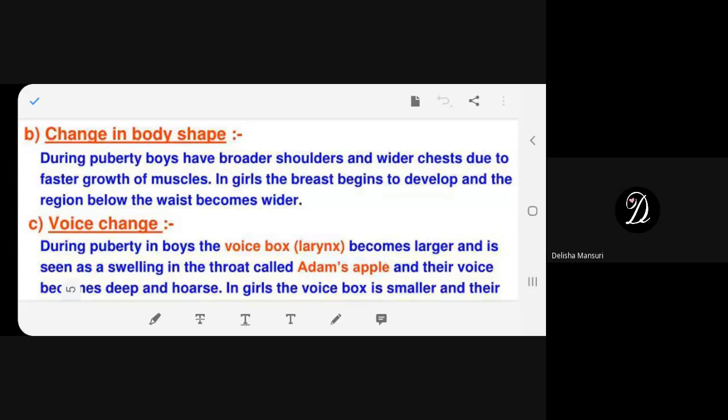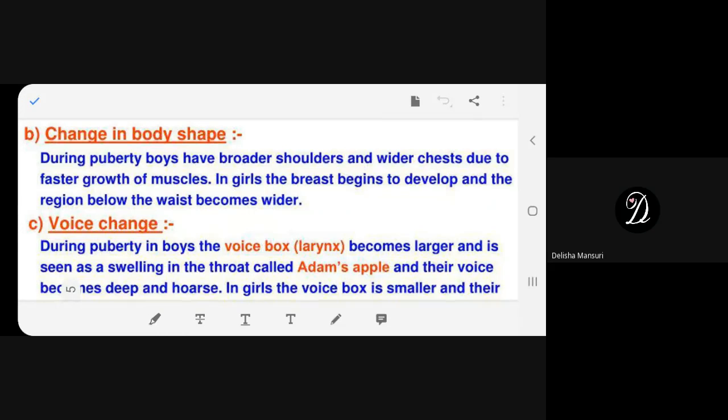Now, the second topic is change in body shape. Start, beta. If anyone else wants to read it out, you are welcome. Okay, let's not waste our time and make it fast. Change in body shape. During puberty, boys have broader shoulders and wider chests due to faster growth of muscles. In girls, the breast begins to develop and the region below the waist becomes wider.